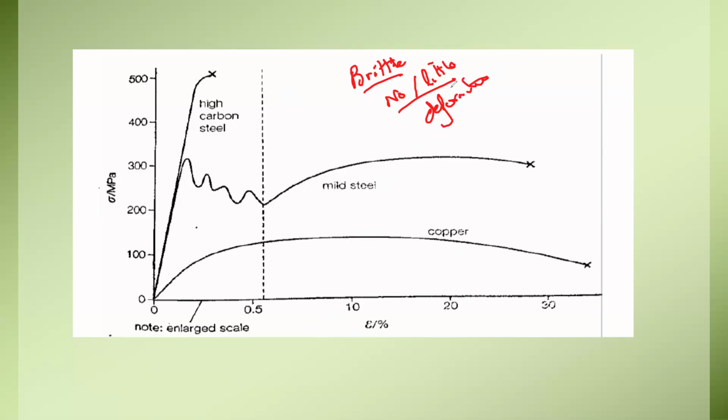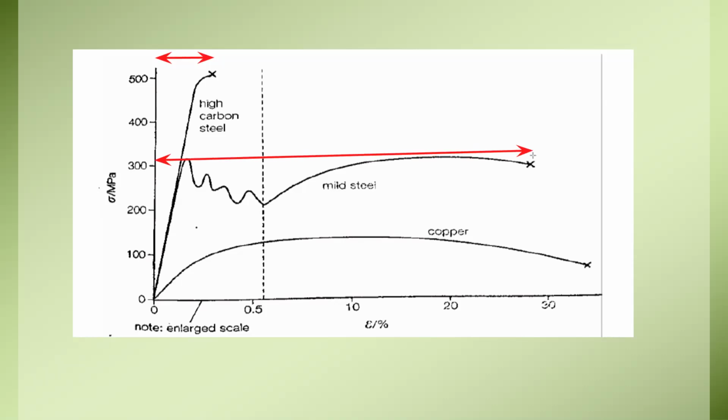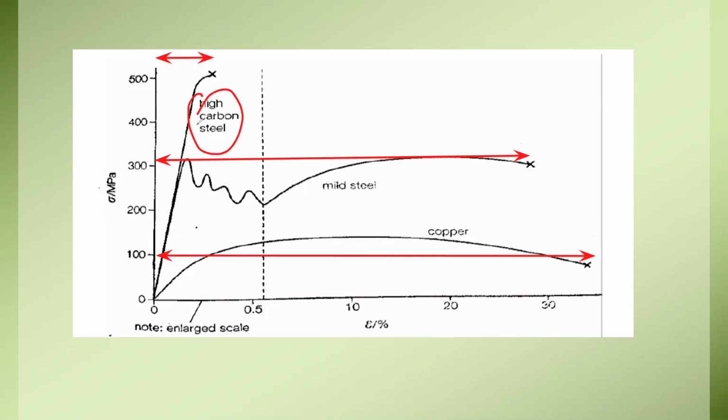First you check the deformation, which is having the minimum deformation. Deformation means the change in length, the strain. High carbon steel has a smaller deformation. This is the deformation of mild steel, and this is the deformation of copper. So which has little or no deformation? High carbon steel, so it is a brittle material.